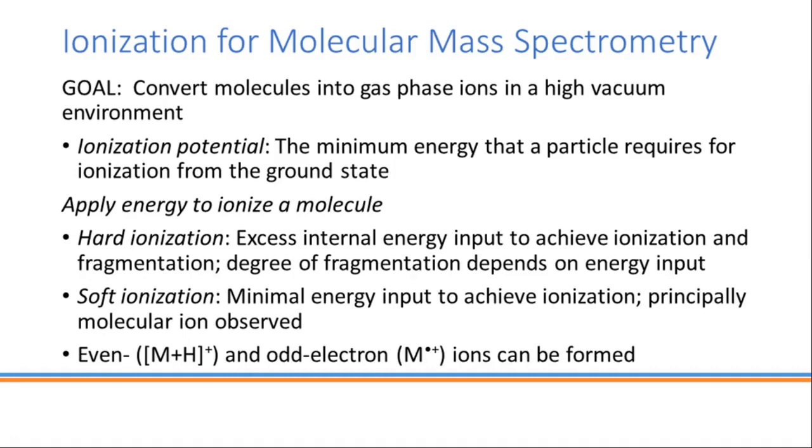We'll also talk about even and odd electron ions a bit. You can think of an even electron ion as one where all of the electrons are paired. That would be like a protonated or deprotonated molecule, versus an odd electron ion, which would be something like a radical cation, where we've just knocked one electron off, knocked off one negative charge, so we've got a residual positive charge. Those are formed by some other ionization techniques.